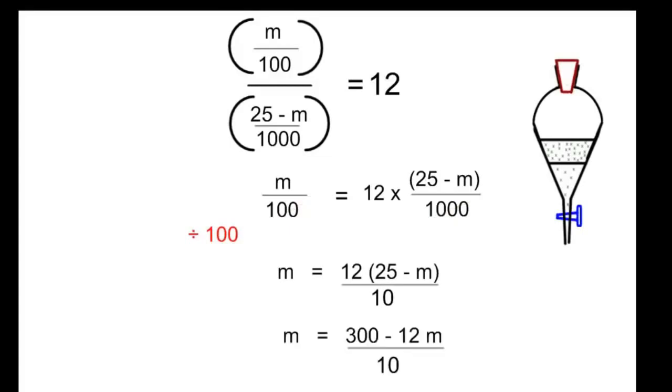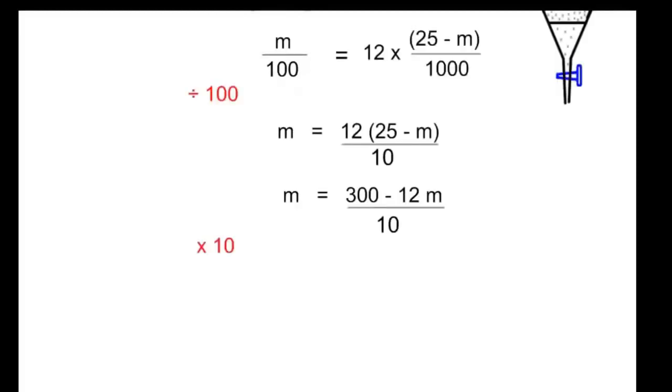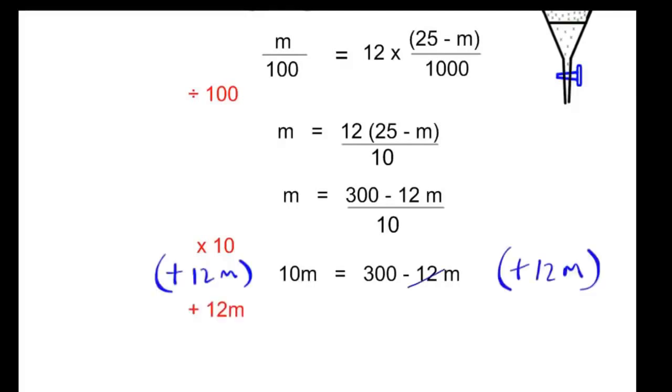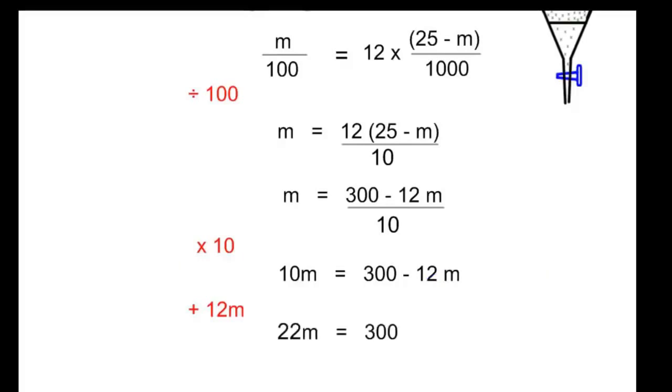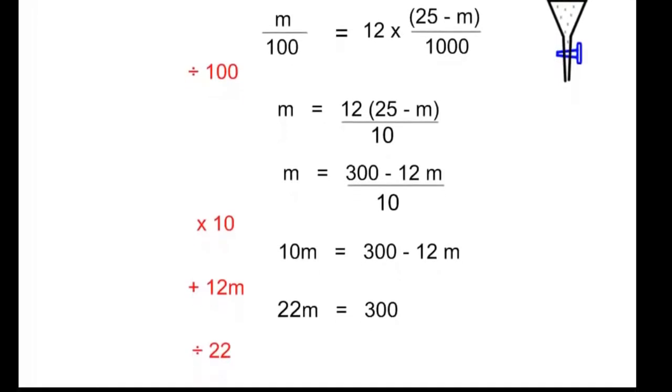So we have m equals 12 into 25 minus m over 10. Multiplied out the brackets there, 300 minus 12m. Multiply both sides by 10 to get rid of that 10 on the right. So you end up with 10m equals 300 minus 12m. Add 12m to both sides to get rid of the minus 12m on the right, so you get 22m on the left equals 300. Divide both sides by 22.